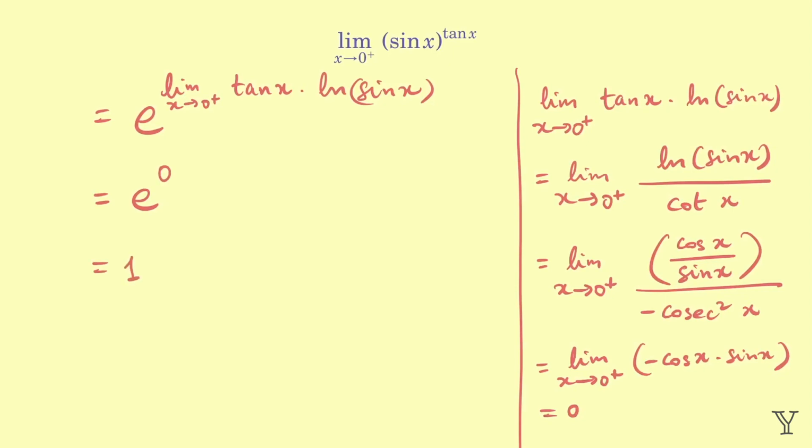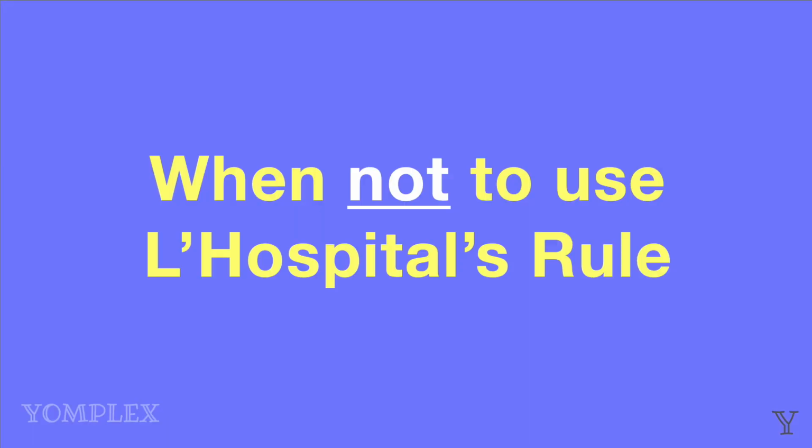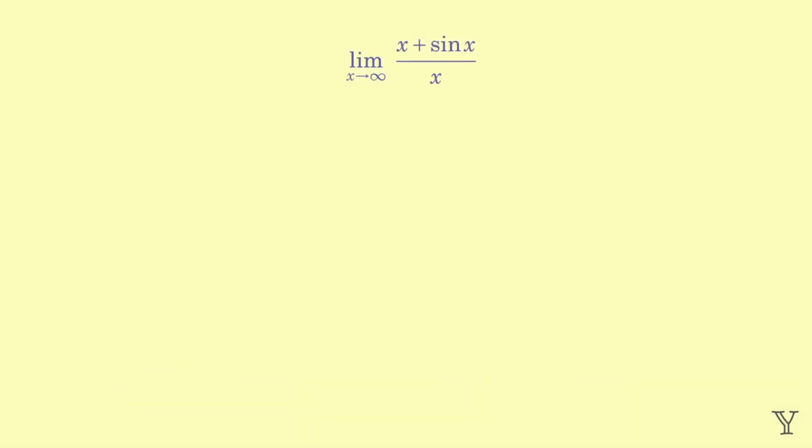We can now conclude that limit x goes to 0 plus sin x to the power tan x is equal to 1. All other limits of type 3 can also be solved by a similar process. We will now examine a category of limit problems that appear to be solvable by L'Hopital's rule but are in fact not solvable by it. Let's demonstrate this using an example problem.